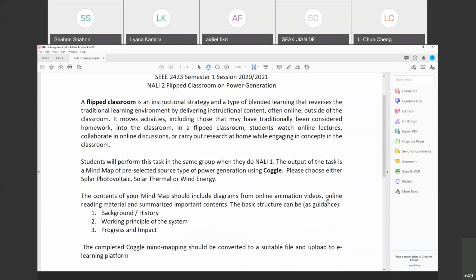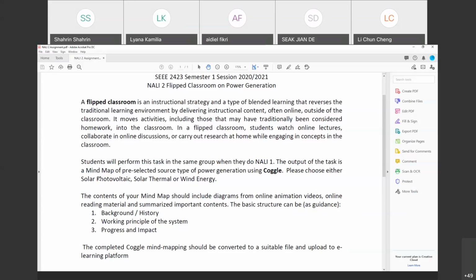From YouTube you can take the link and then post it inside your mind map in Google. Okay, your online reading material, maybe articles, you just put the link inside that. Okay, and then summarize. The basic structure of your mind map should at least have the background of that particular technology, and the working principle of the system.